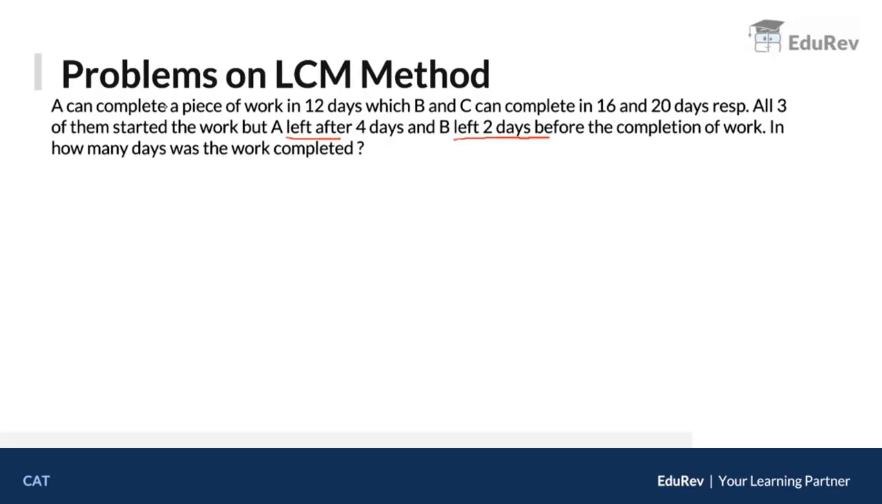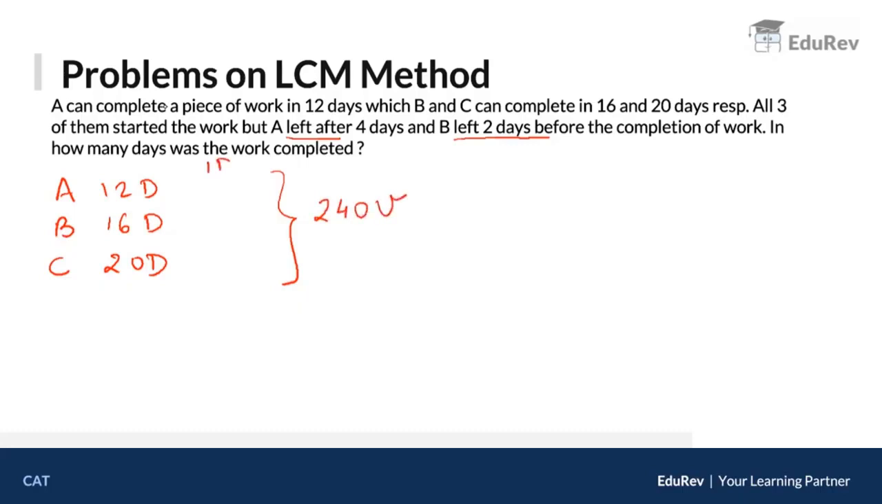Okay? So our starting process is going to be the same. A takes 12 days, B takes 16 days, and C takes 20 days to do a piece of work. Our step 1 is to find the LCM of 12, 16 and 20. Now, 120 is not divisible by 16. So the next number which will be divisible by all 3 is 240. Okay? 240 is divisible by 12, 16, and 20. So 240 units is your total work.